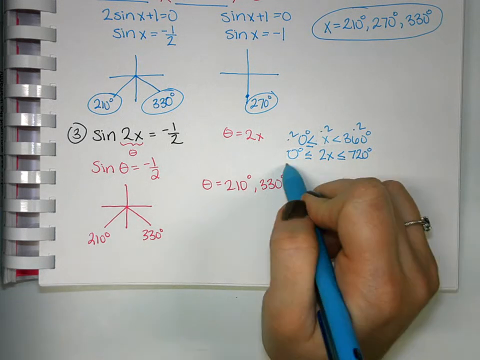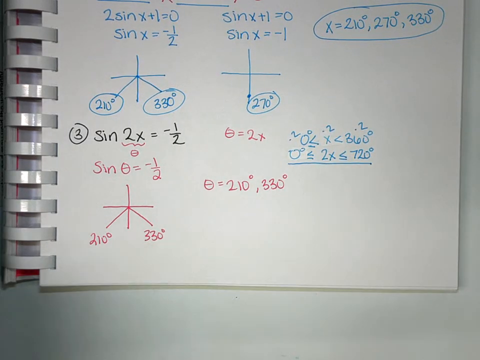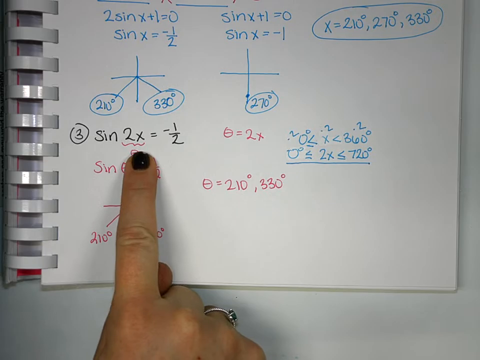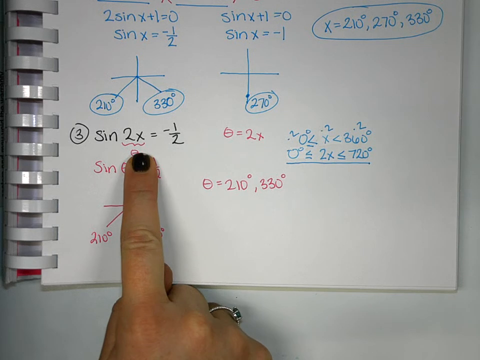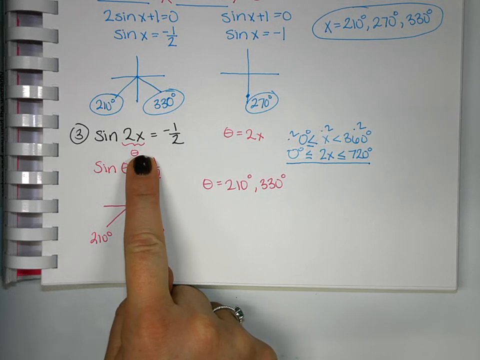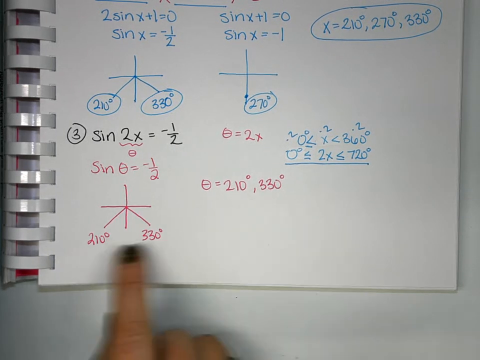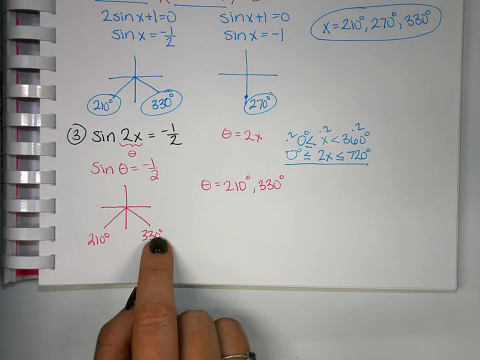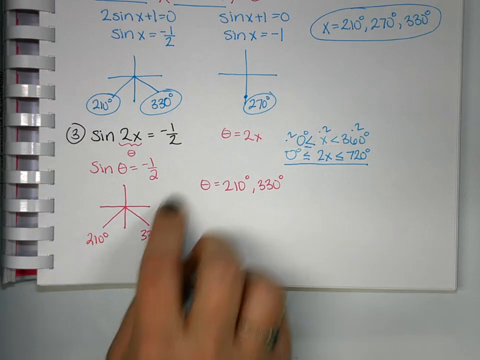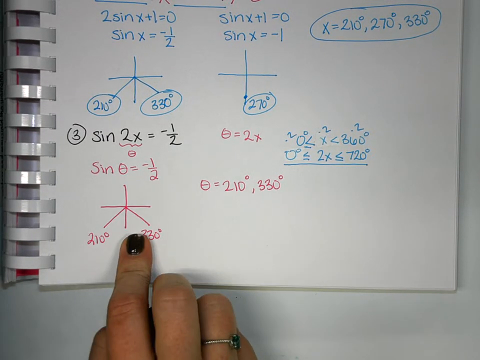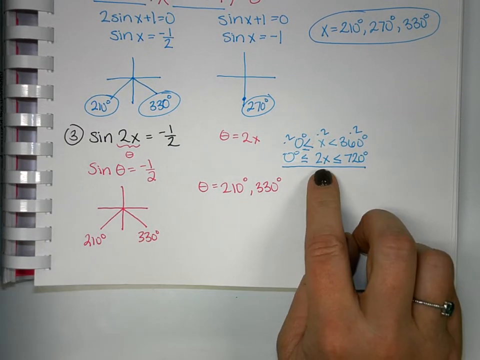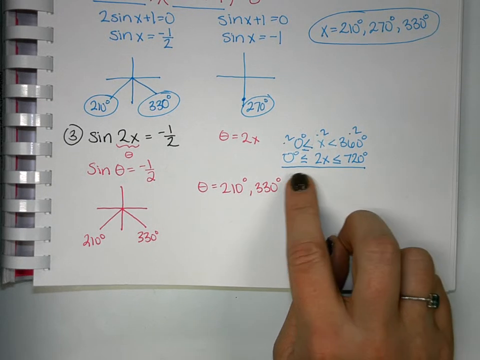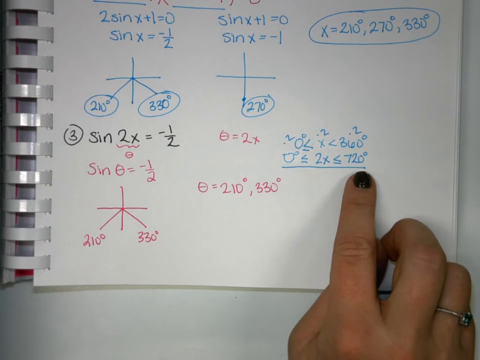What this is doing is it's widening up because of that x on the inside here. It's opening up more options because we're doubling this angle. So when we're looking for our angles, our thetas, we have to consider not only these two, but the coterminal when we add 360 to each one, because our theta is double x. So we would want to look at all of our angles between 0 and 720.